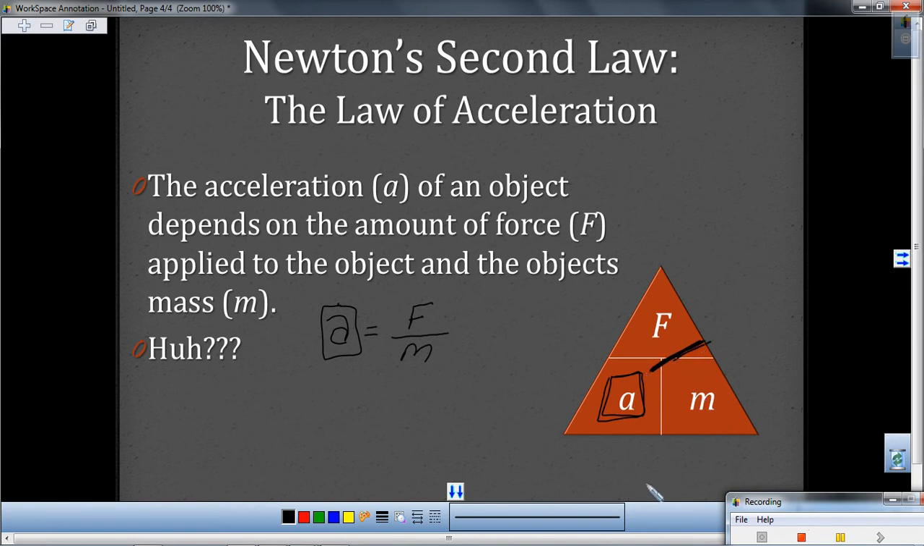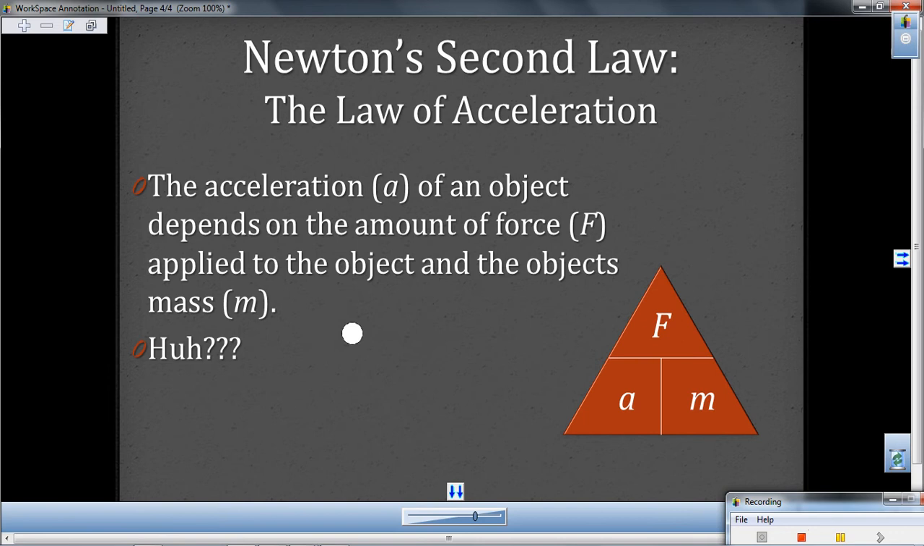Okay, so let's go ahead and clean up here. Now let's say that we were given the mass of an object this time. Well, what's left over here? Now we have force over acceleration. So that would be force over acceleration equals the mass.